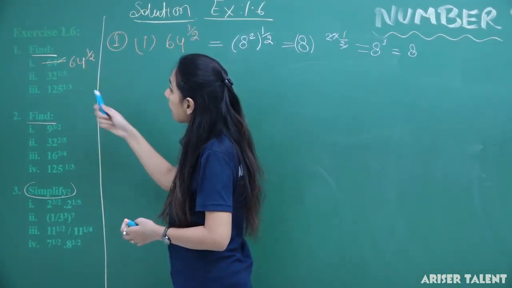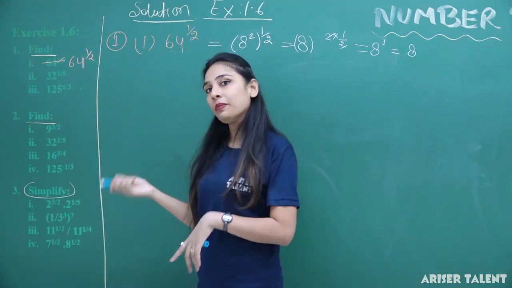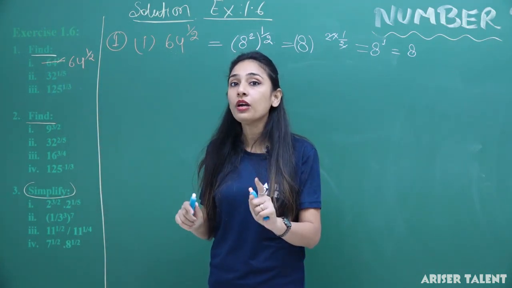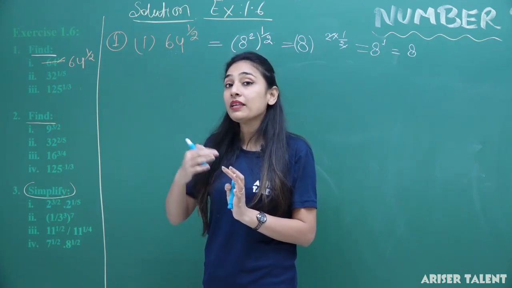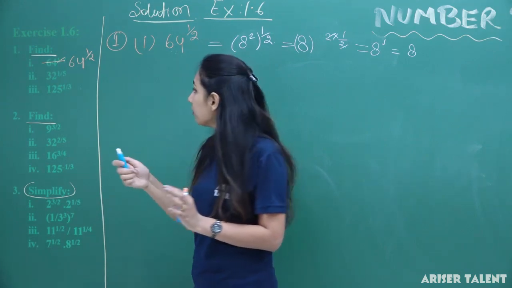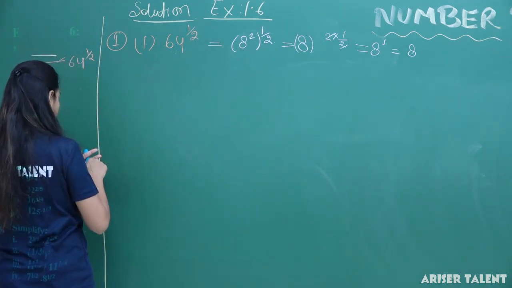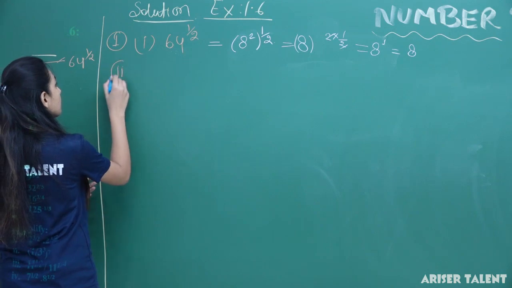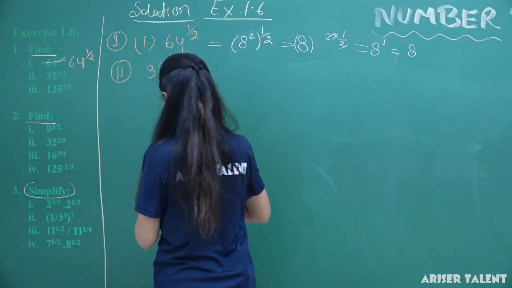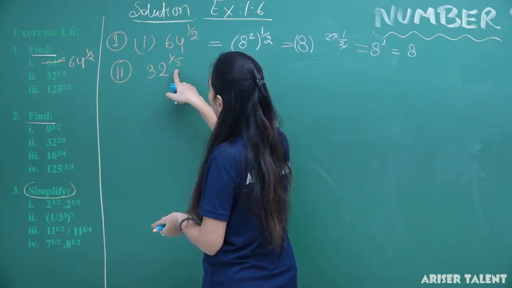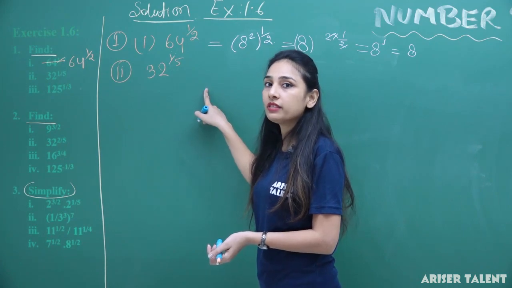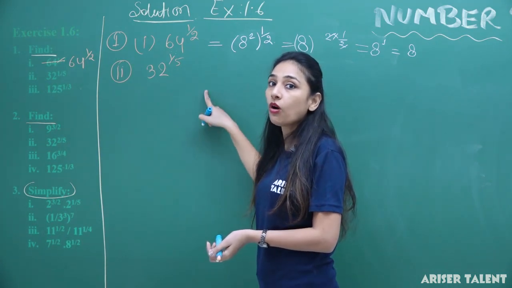Now the second one, 32 raised to power 1 by 5. I have told you that you just have to make the factors of that particular number. Now 32 has what factors? 2 for sure, and that is 32 raised to power 1 by 5. Now you will have some idea. I have told you 2 raised to power 6 is 64. So 2 raised to power 5 will be what?